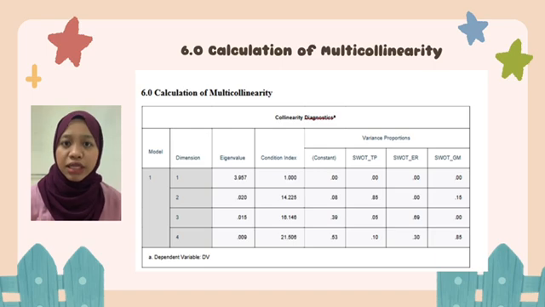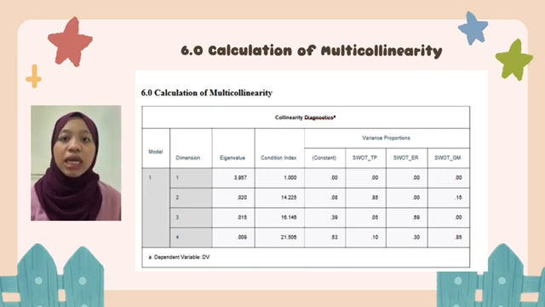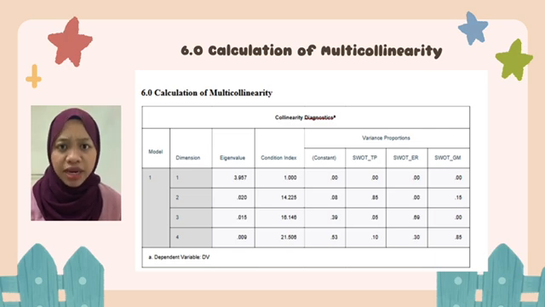In my data, dimension 1 has a good eigenvalue, which is 3.957, and a condition index of 1, indicating no problem. Dimensions 2, 3, and 4 have lower eigenvalues and higher condition indices, 14.225, 16.146, and 20.506, suggesting potential collinearity issues. For example, in dimension 2, SWOT-ER is linked to 85% of the variance, meaning it's very similar to other predictors.